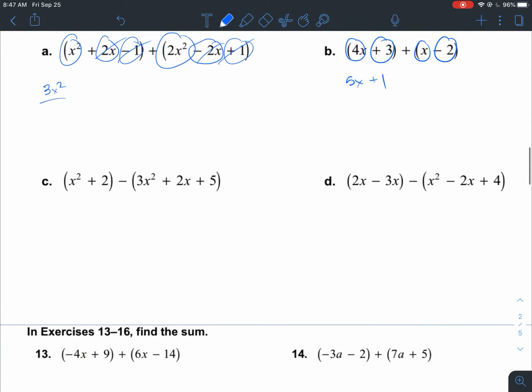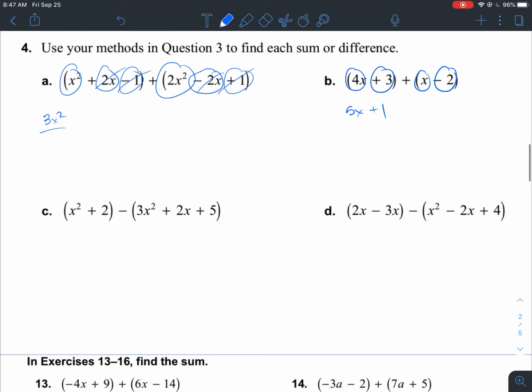Now down here, we have subtraction. So whenever we subtract, we have to rewrite our polynomials. So over here, we still have x squared plus 2. But we have to distribute this negative inside, which means we're going to flip the signs. So instead of having positive 3x, we'll have minus 3x squared. And then we'll have minus 2x and minus 5. So that's the first thing. When you're subtracting, make sure you distribute your negative.